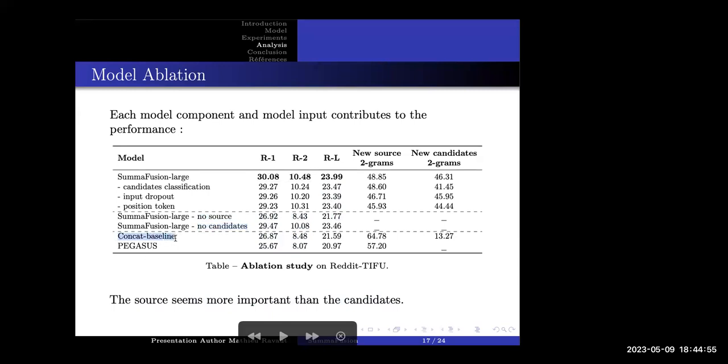And here's the concat baseline. I think for this one, it was just taking the source, truncating it, and taking each candidate, truncating them, and concatenating all of them so that it fits into the 1024 tokens context window for Pegasus, right? And then just fine-tuning this. So that's a little bit better than Pegasus, but only 26.9, still quite far below SummaFusion, and not scalable. Like if you have long summary candidates, that would just not work at all.